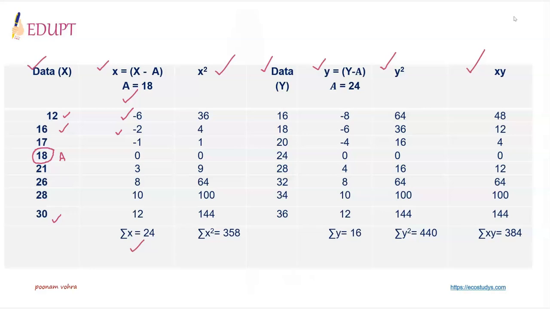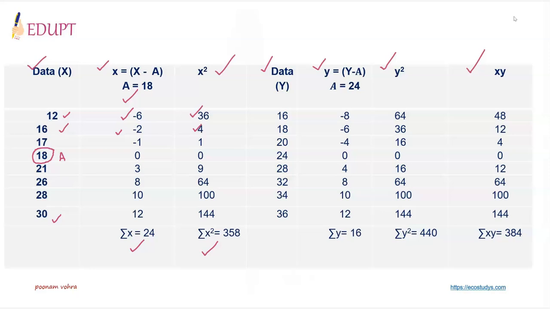Next, square up the deviations. Minus 6 into minus 6 is 36. Minus 2 into minus 2 is 4, and so on. Complete the series and take its summation. Sigma x square, which is 358.